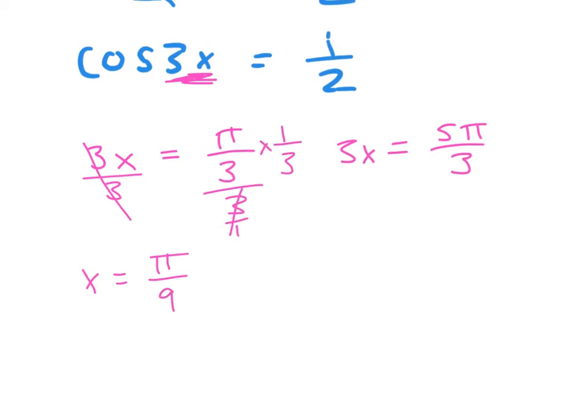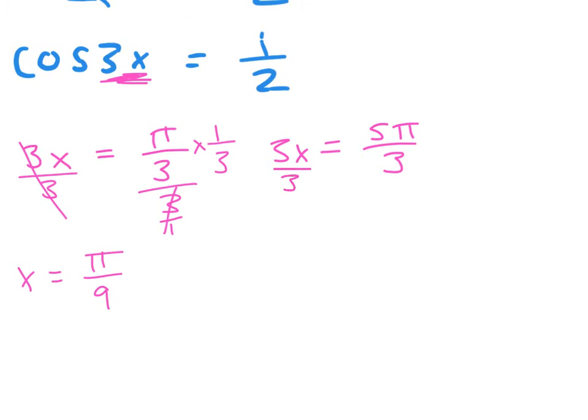Do the same thing on the other one. Divide both sides by 3. Keep change flip. So what do we get here? 5 pi over 9.